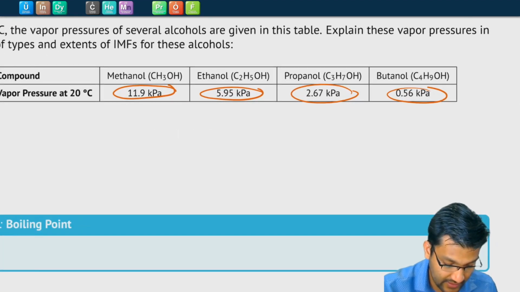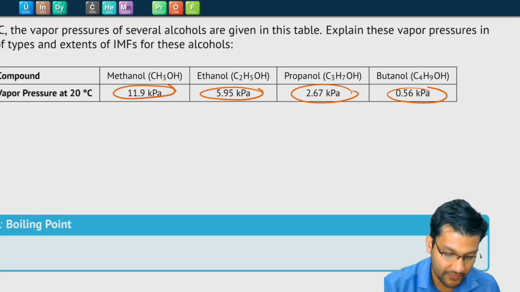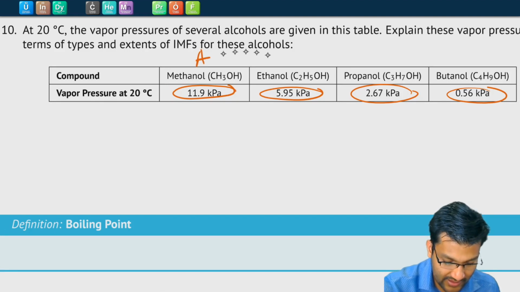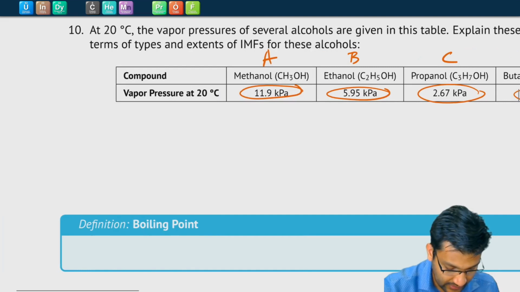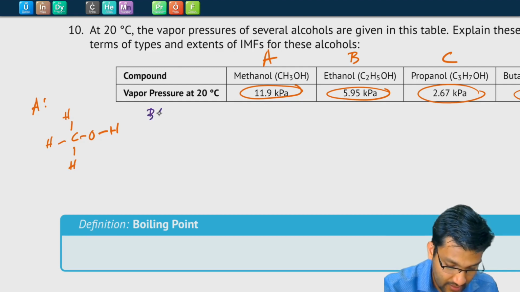So let's look at each of these. And the easiest way to try to figure out what are all their different intermolecular forces is just to look at their structures. So methanol, again, I'll just label these A, B, C, and D just to make it faster. Methanol has a structure like this, and then an OH, well, right, that's A. B, they all have very similar structures. It might not be worth it to draw all of their structures.